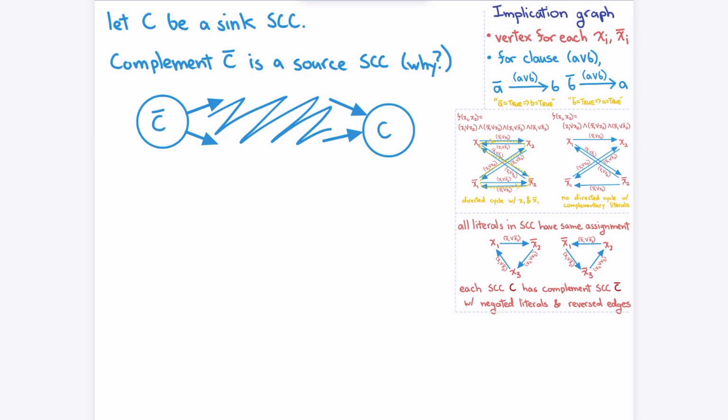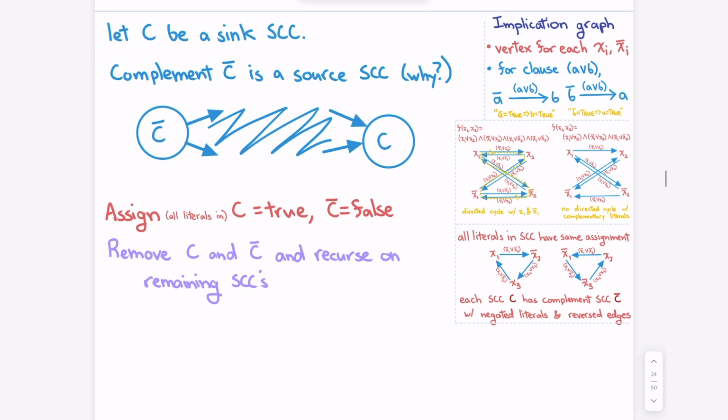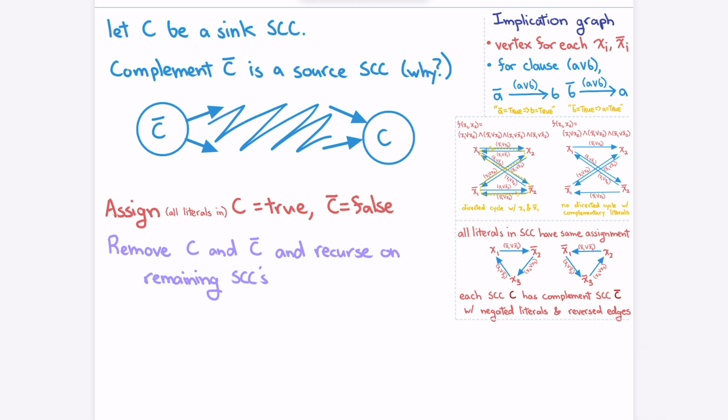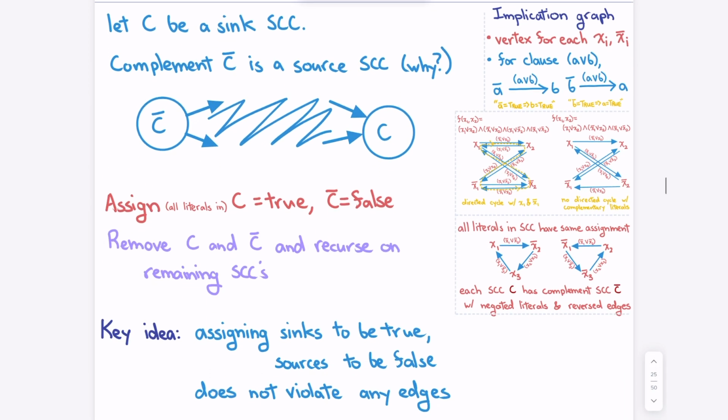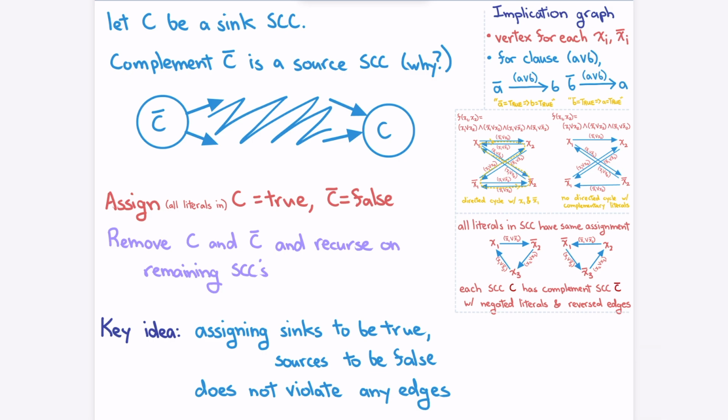So that's the algorithm. I thought there's more here. Oh, right. So I'll set this to be true, set this to be false, and then I can just remove these and recurse. There'll be a new source and a new sink. I'll figure those out. And they're going to have no problem with assignments from here to here because setting this to be false didn't imply anything, and setting this to be true didn't imply anything. Good. So that's the whole algorithm.